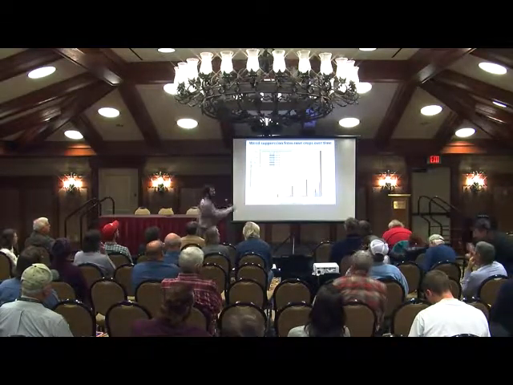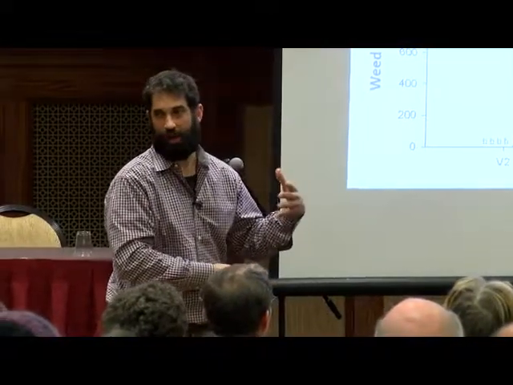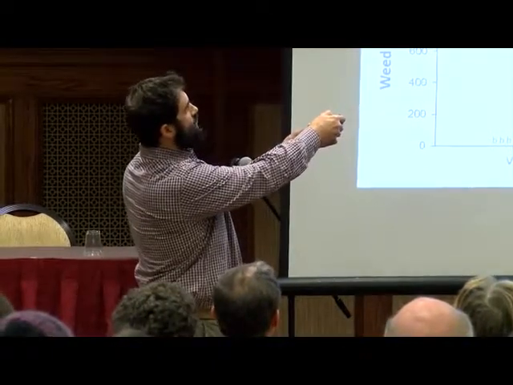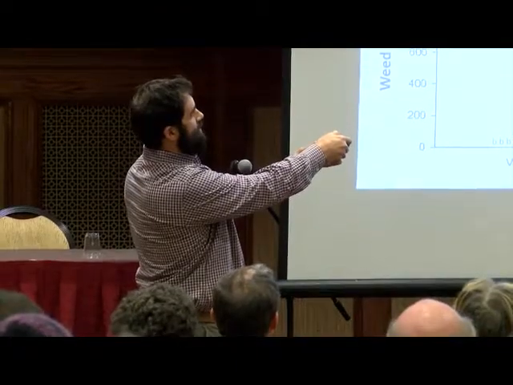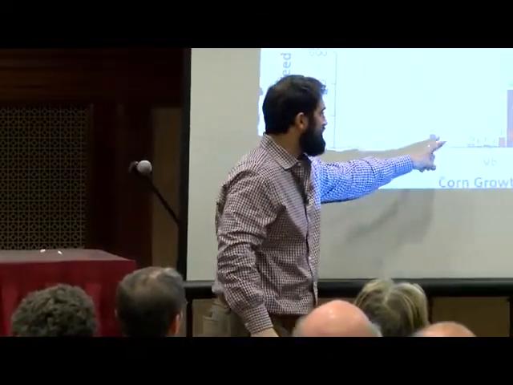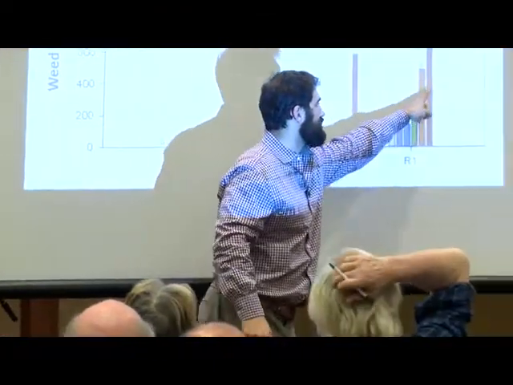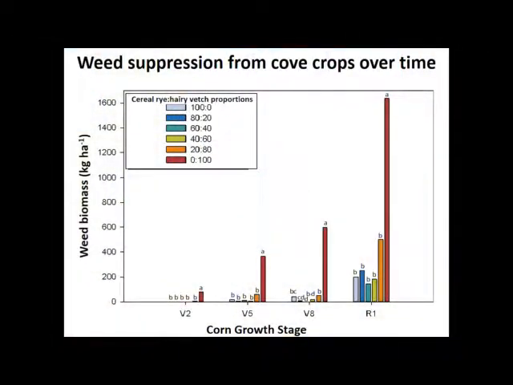So what you're looking at here is that same hairy vetch and rye in combination I was talking about earlier. This blue is just 100% rye, and this red is 100% vetch. So you're going from pure rye to pure vetch, and all this is just different growth stages of corn. This x-axis is just time. Early in the season, late in the season.